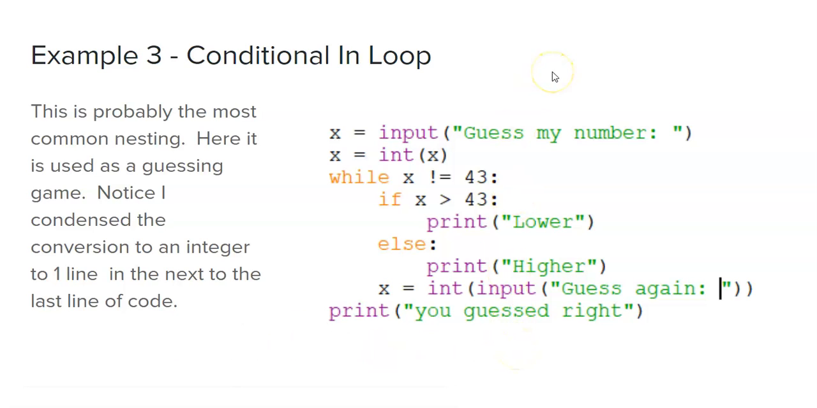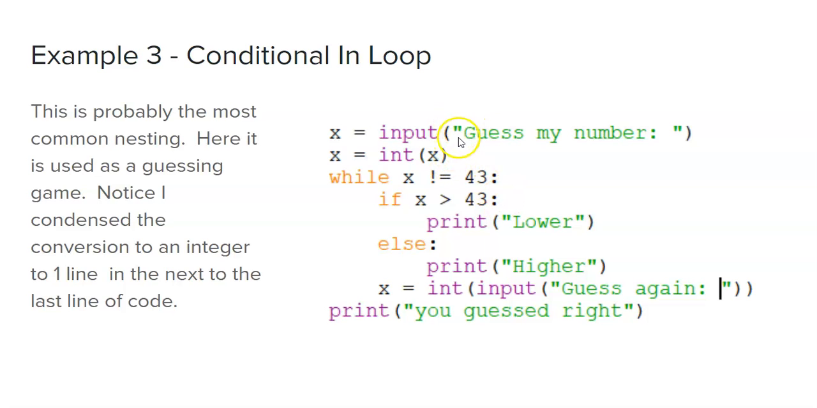Conditional within a loop, probably the most common thing you're going to see. So this is a simple guessing game. The program asks you to guess the number, it converts that to an integer. It then says the secret number happens to be 43. So if you guessed higher than that, it's going to say lower. If you guess lower than that, it's going to say higher. And either way, it's going to ask you to guess again, and you'll note that I converted that to an integer in a single statement.